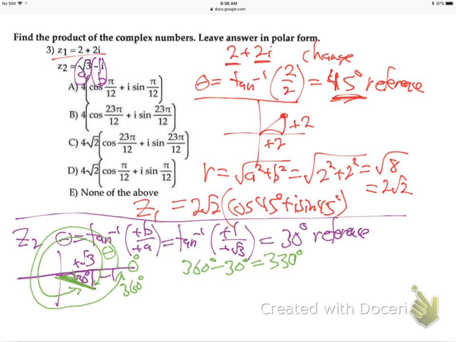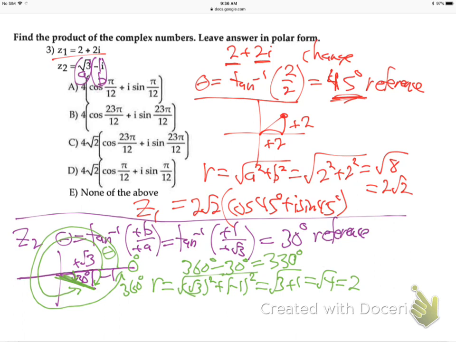So what's the R? We've got to get the R also. The R is the square root of A squared plus B squared. So root 3 squared plus negative 1 squared. Square root of 3 plus 1, square root of 4, 2. Okay, so now we've got the R, we've got the theta, we've got Z2.